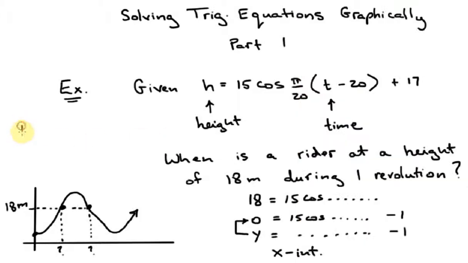So I'm going to write them down. 10.42. And the other one was 29.58. And we were able to do that by simply producing a graph and finding the x-intercepts.